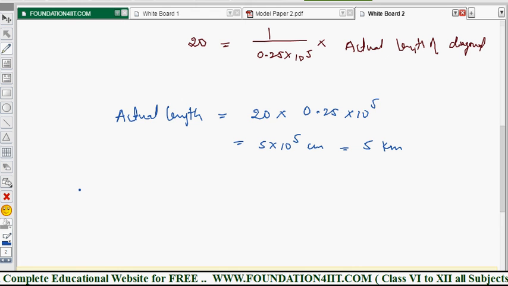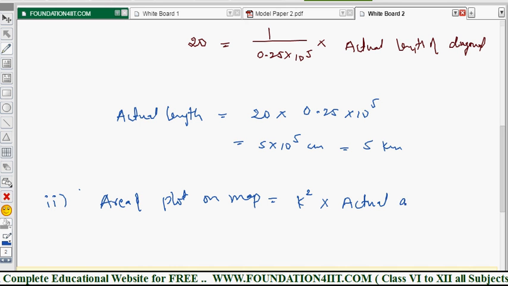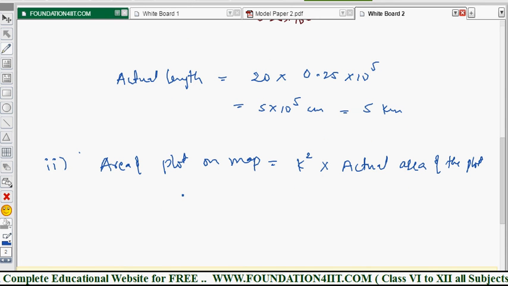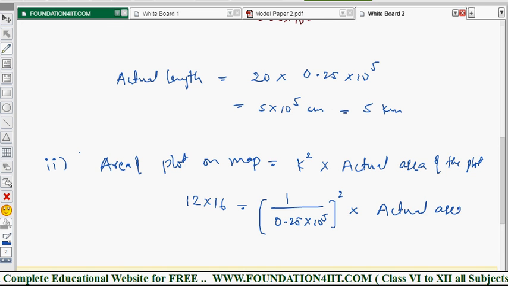Now according to the area formula, the area of the plot on the map is equal to K squared into the actual area. Area means you need to apply K squared into the actual area; we need to find the actual area of the plot. The area is length into breadth, that means 12 into 16. So 12 into 16 is equal to (1 by 0.25 into 10 power 5) whole squared into the actual area. You can simplify the actual area from this.